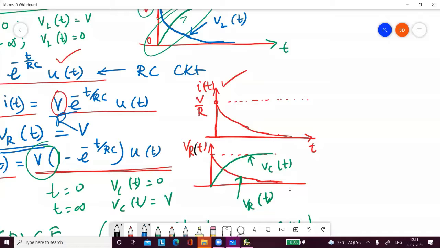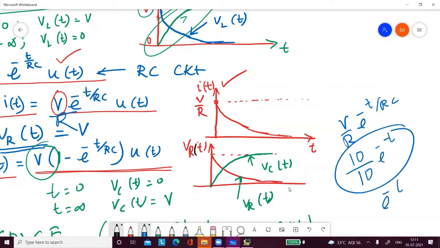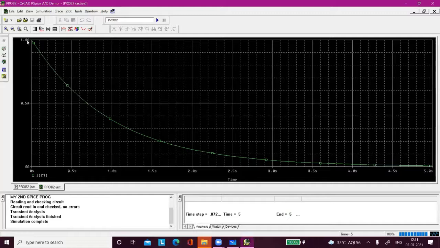So the current is V by R e to the power minus t by RC. V is 10, R is also 10, so it is e to the power minus t. That means the current will start from 1 ampere and finally die down to 0. You can see it will die down in approximately 5 seconds, because 5 time constants.